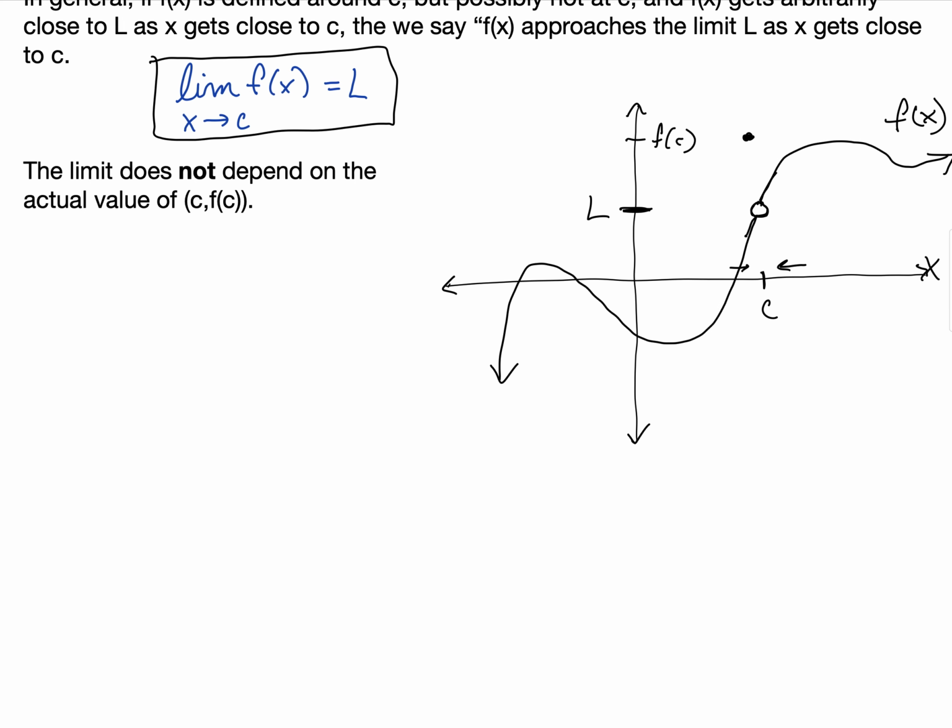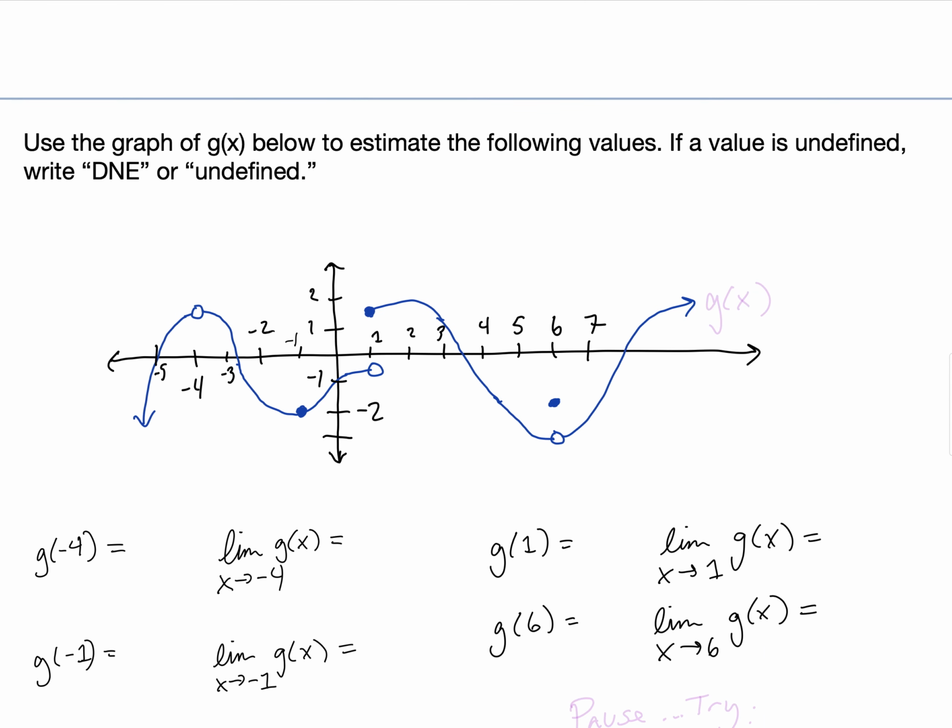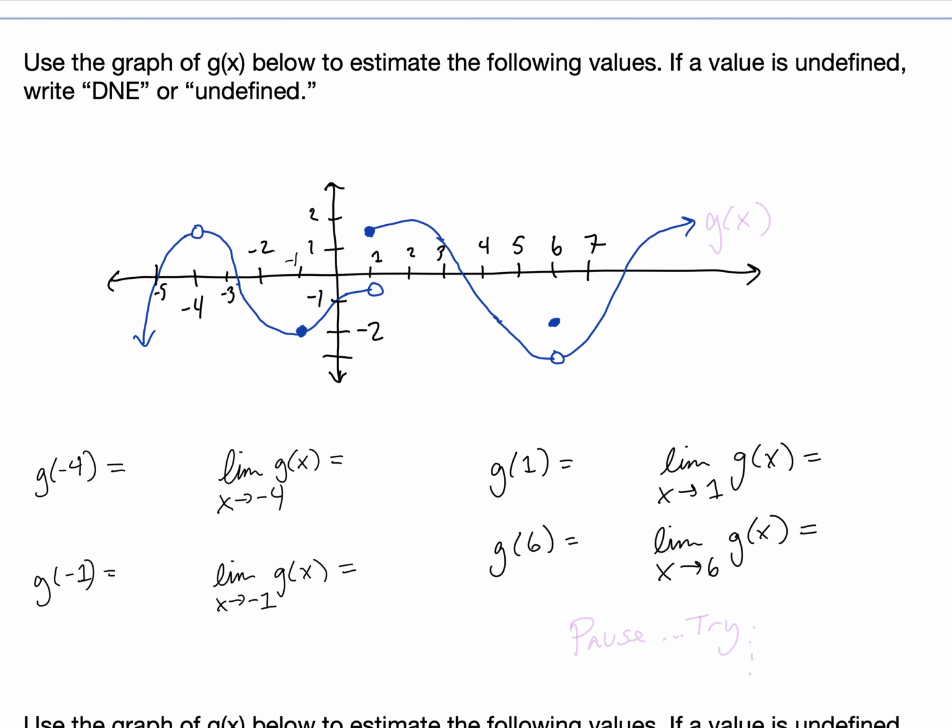Let's take a look at a visual example and try to find the limits and the function values for a certain graph. So let's use the graph of g of x below to estimate the following values. And if a value is not defined, you can just write DNE, does not exist, or undefined. So we're looking for g of negative 4, the limit as x approaches negative 4 of g of x, and so on. So pause and try that out for a minute, and then see how your answers align with the ones I'll go over in just a moment.